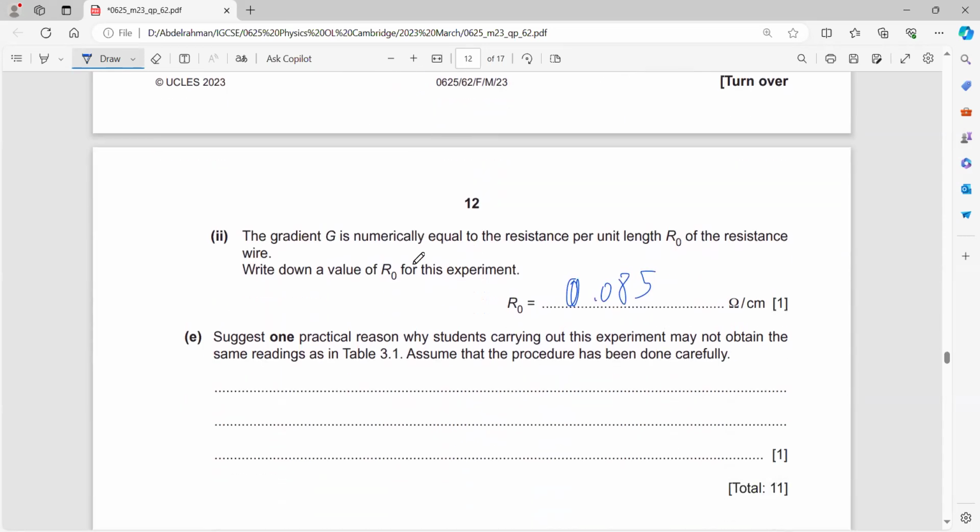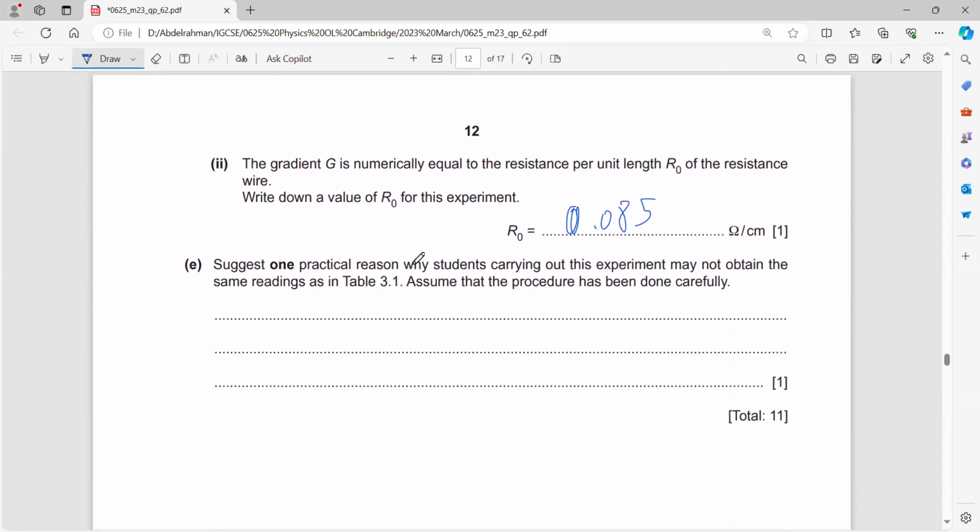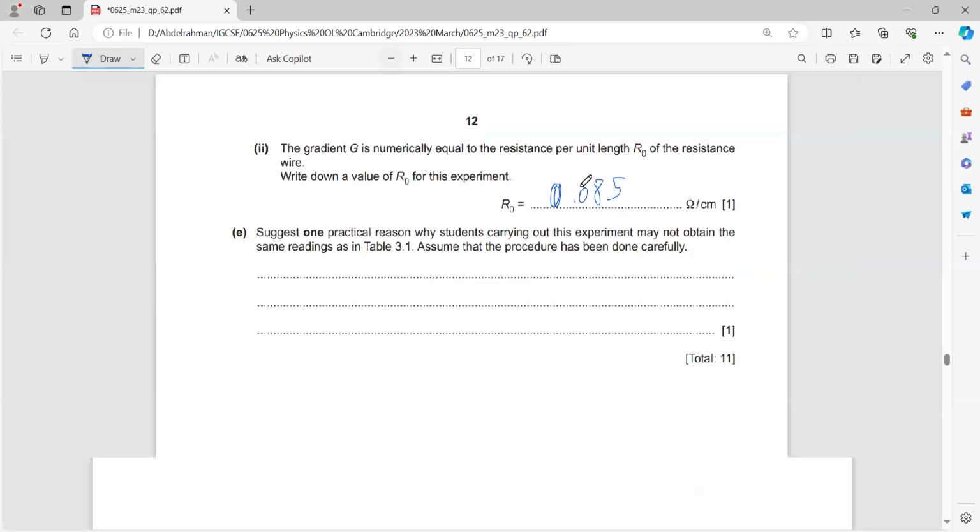Suggest one practical reason why the student carrying out the experiment may not obtain the same readings. Why may they not obtain the same readings? Any practical reason? Why might they not obtain these same readings? Any ideas? Maybe different room temperature.